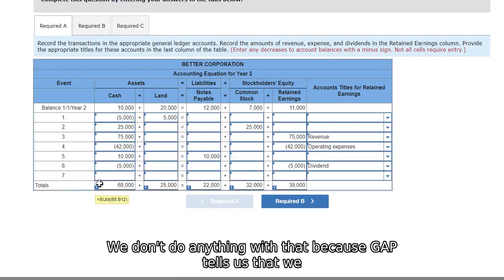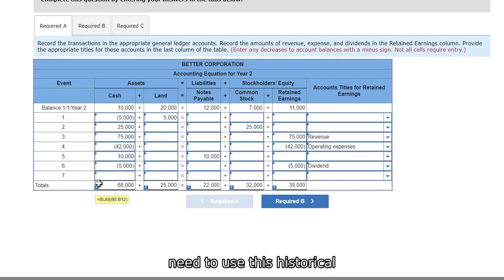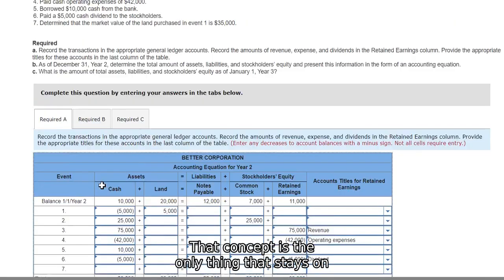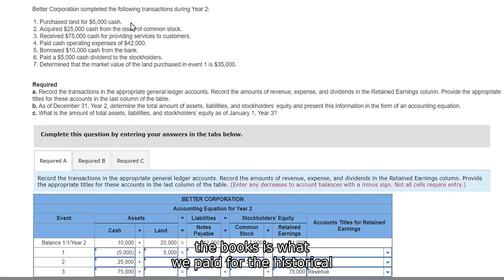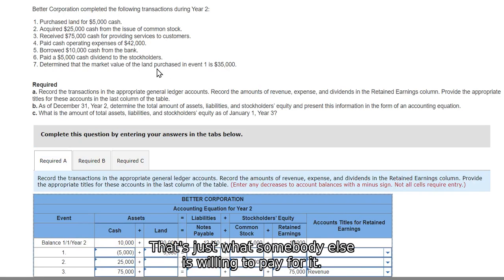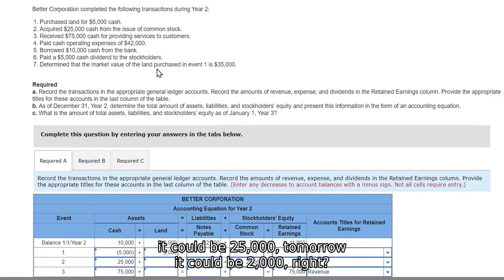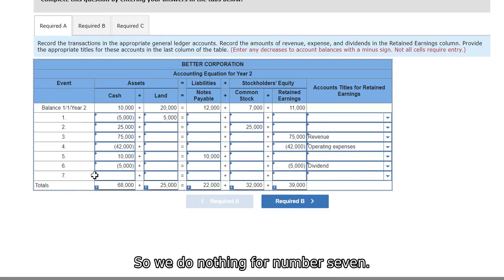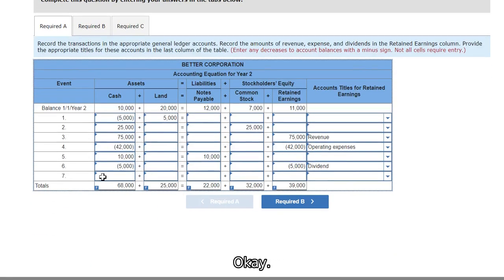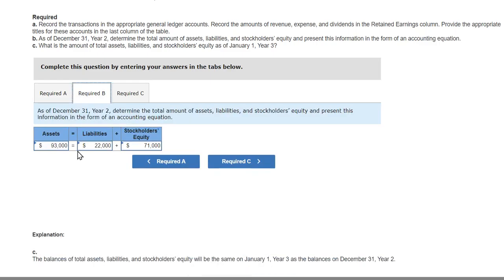We don't do anything with that because GAAP tells us that we need to use this historical value concept. And what is that concept? That concept is the only thing that stays on the books is what we paid for it, the historical value. Market value, that's just what somebody else is willing to pay for it. So somebody else is willing to pay us $35,000 if we want to sell, but tomorrow it could be $25,000. Tomorrow it could be $2,000, right? So we do nothing for number 7. Okay, so that's it for requirement A.